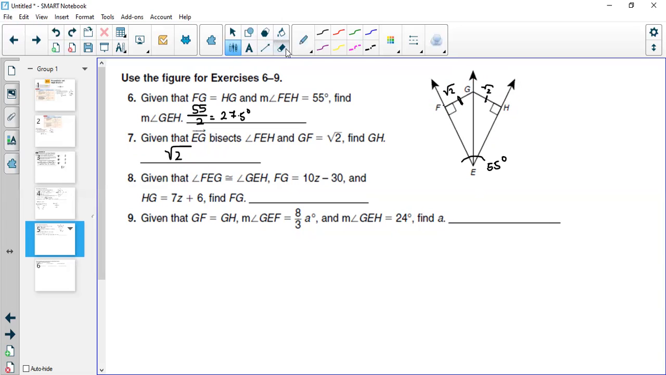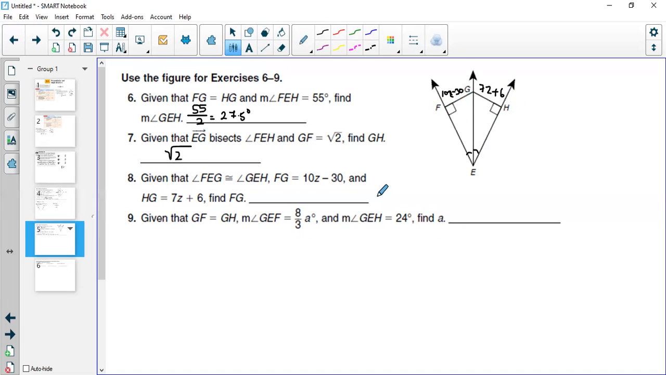Next question. Some questions might seem tricky or difficult, but they become the easiest ones. Given that angle FEG, this angle, is congruent to angle GEH. So they said this angle is congruent to this angle. If FG, that's the length of FG, is 10Z minus 30, so this is 10Z minus 30, and HG, this length, is 7Z plus 6. You have to find the length of FG.